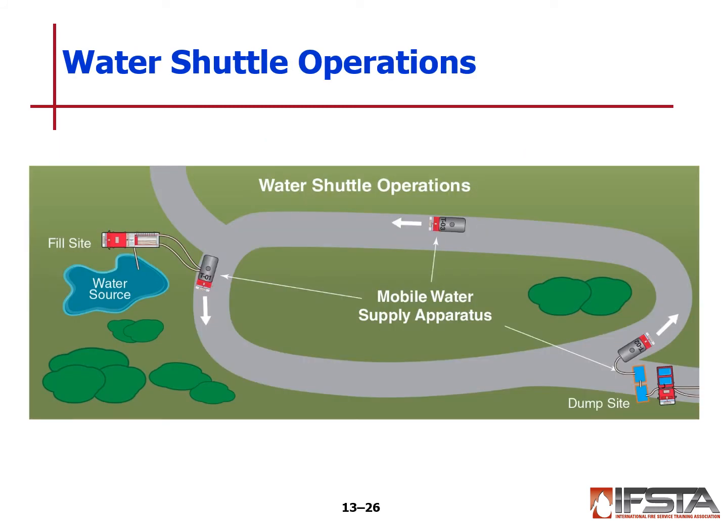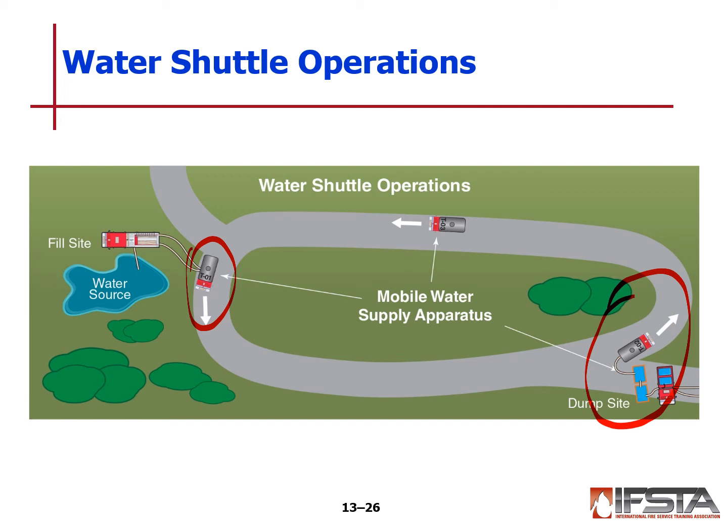All right, water shuttle operations. Basically, we have a water source where we have a pumper drafting water, and then we'll fill the mobile apparatus. So they do their fill, and it takes a certain amount of time to fill the tanker depending on how much water it holds. It will then travel to the dump site. Once it reaches the dump site, the tanker will dump into the end tank there, where you have one pumper drafting out of it and supplying water to the scene.